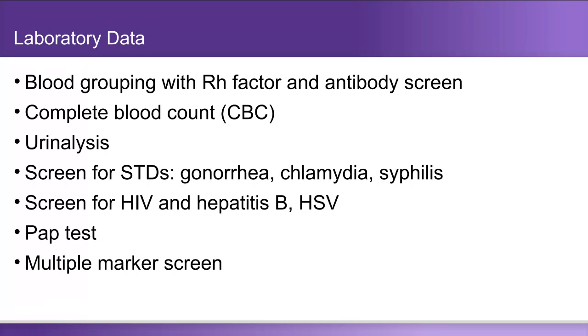So if a mom is Rh negative, she's going to get a shot of RhoGAM. Now, if her baby comes out and is Rh negative as well, we don't have to do anything because she didn't develop antibodies to the Rh negative fetus.